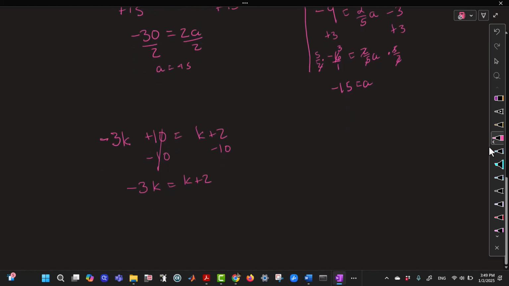Now it does matter. I want to get the variables by themselves, and I have a variable on both sides. I want to get the variable just on one side. So I'll subtract the k here, and I get minus 4k equals 2. I have not usually been getting fractions for an answer, so I'm going to check myself on this in a minute. Divide both sides by negative 4. So k equals 2 over negative 4.